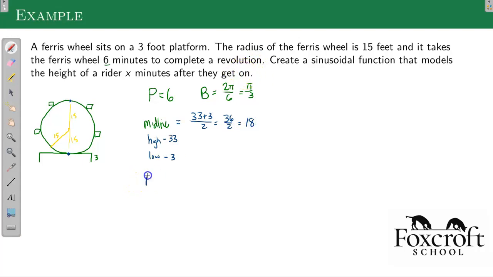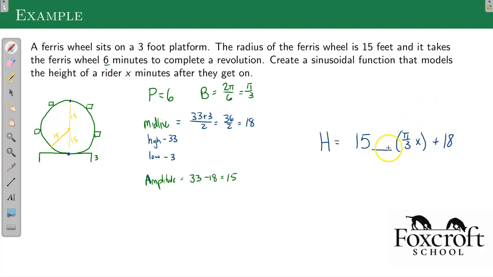Then our amplitude is the height of the wave. We take the highest value and we subtract off the midline. And that gives us 15. All right, so now we can start to put it all together. Our height is 15 for the amplitude. I will talk about if we're going to use sine or cosine in a second. Pi over 3 is the b value next to the x, plus 18.